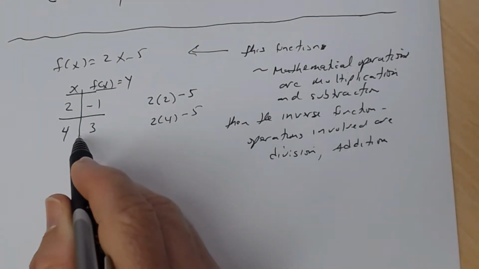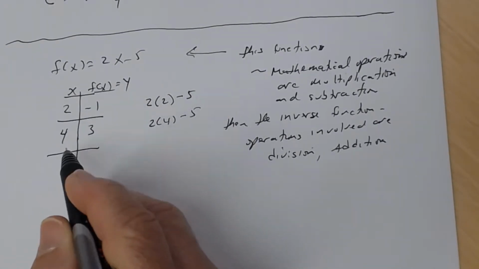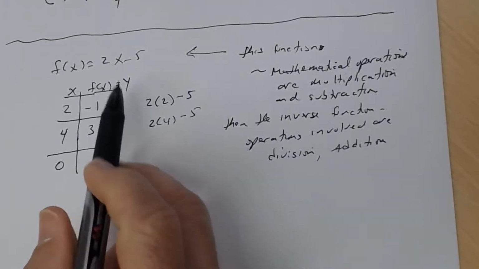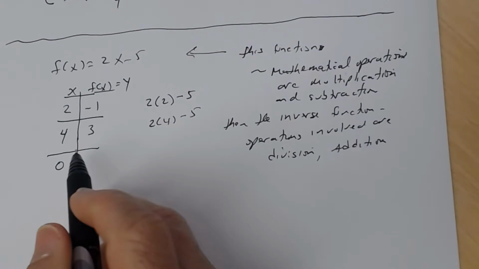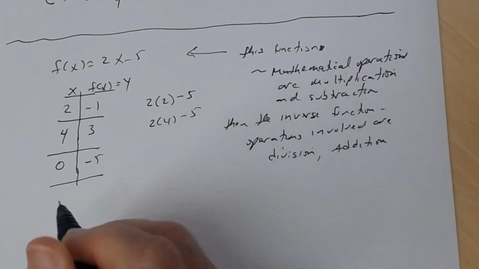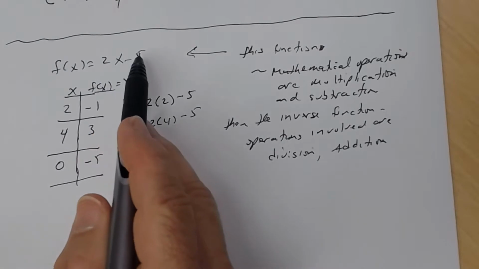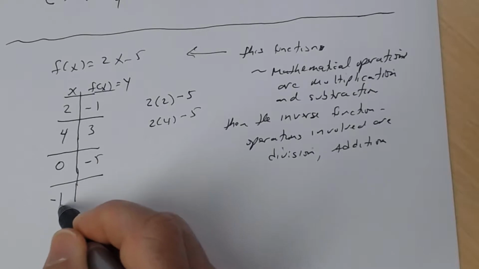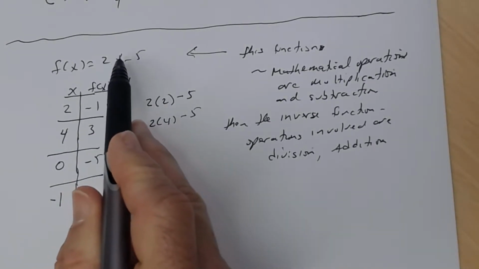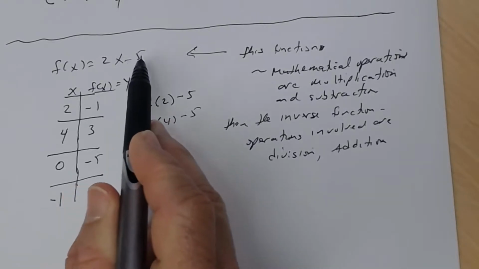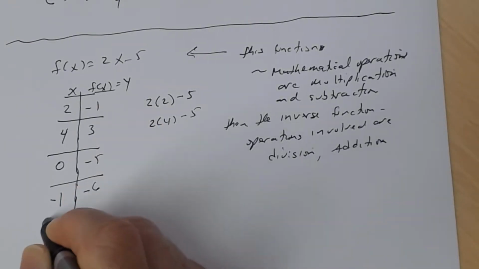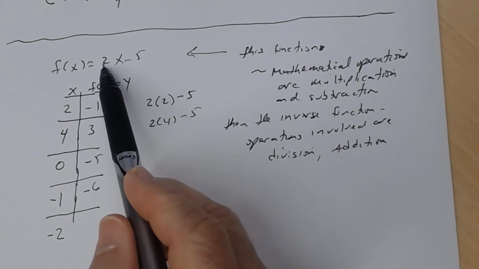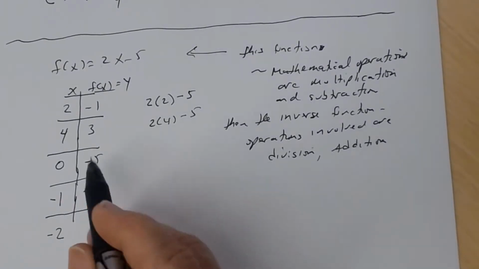Before I go on, let's do a few more examples here, because we're going to need this table at some point. So if x is, let's say, 0, 2 times 0 is 0. 0 minus 5 is negative 5. I'm just picking some numbers for x. Remember, the domain here is all real numbers, so I can use any number for x. If x is negative 1, I get 2 times negative 1, which is negative 2. And negative 2 minus 5 is negative 7. If x is negative 2, I get 2 times negative 2 is negative 4. Negative 4 minus 5 is negative 9.